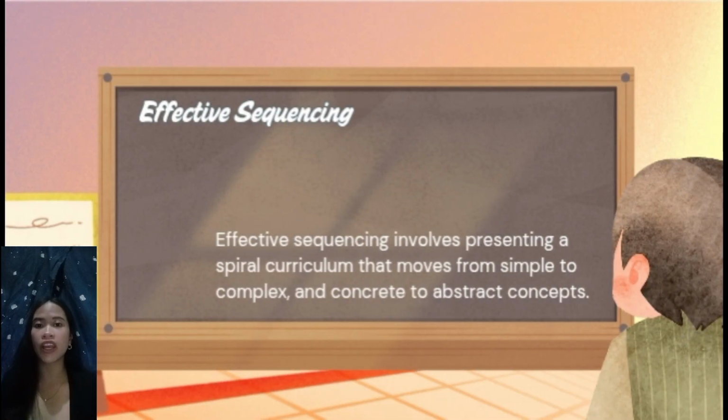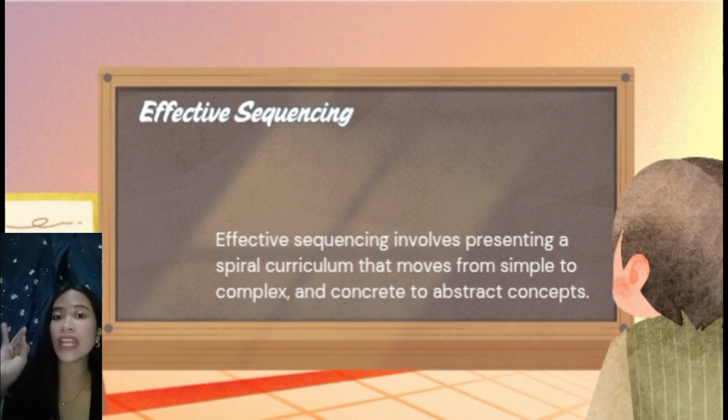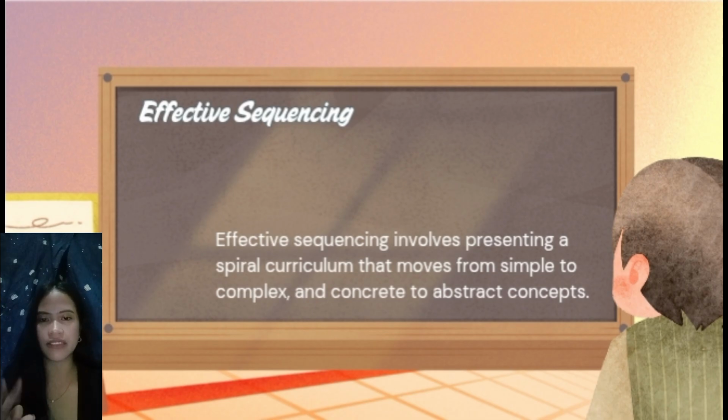Third, we have effective sequencing. It involves presenting a spiral curriculum that moves from simple to complex and concrete to abstract concepts. By sequencing information effectively, teachers can help learners understand and retain information better. The key points are: start with the basics, connect new information to existing knowledge, and gradually increase complexity.